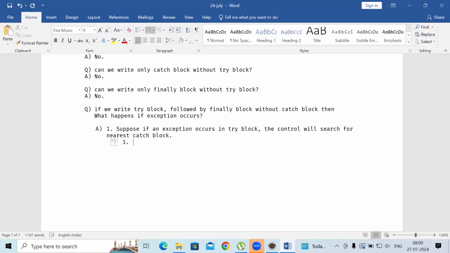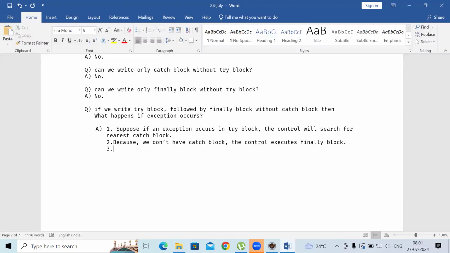Second point: because we don't have a catch block, the control goes to the finally block. Which block executes? Finally block.